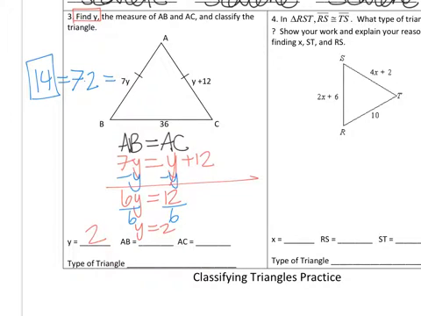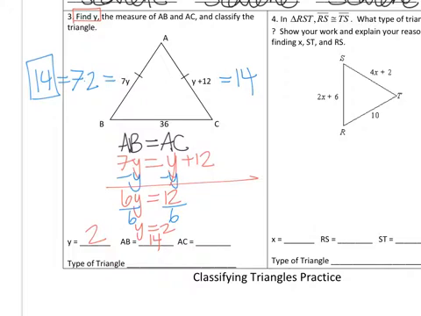14. All right. That means side AB is 14. And you know what? If I know this side, I know this side. That's why these lines are here. This side is equal to this side. If this is 14, what's this one? It's got to be 14 too.